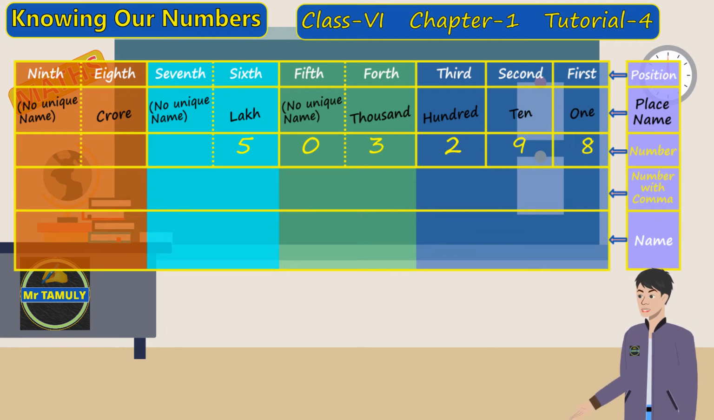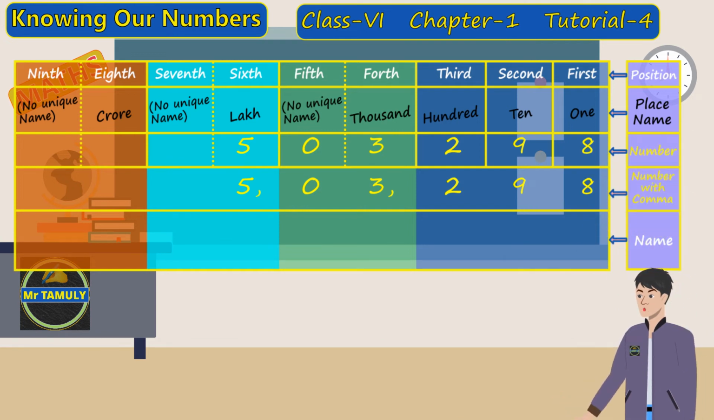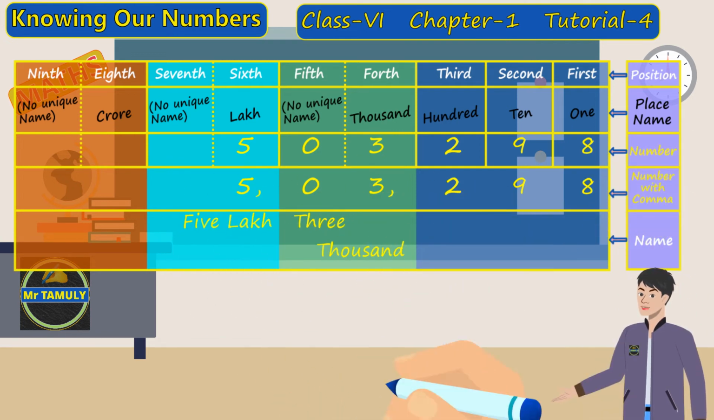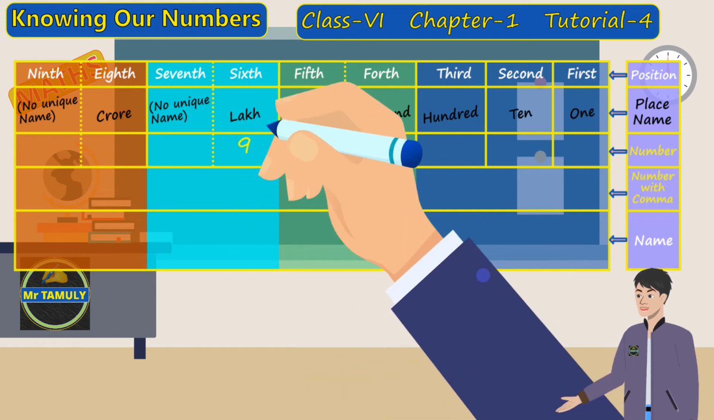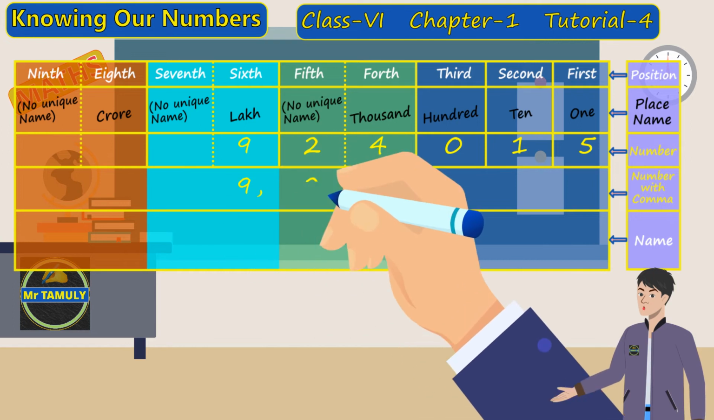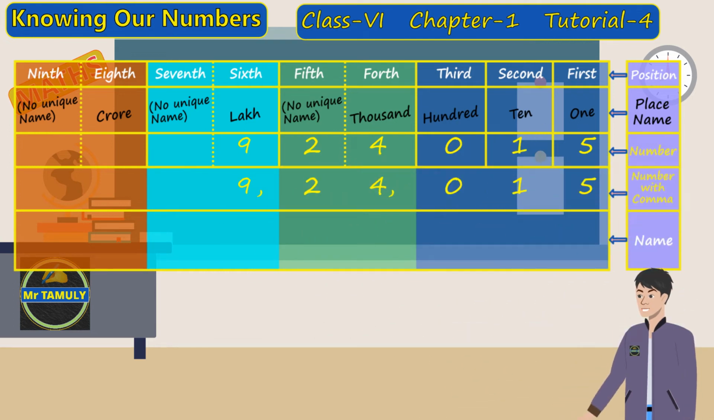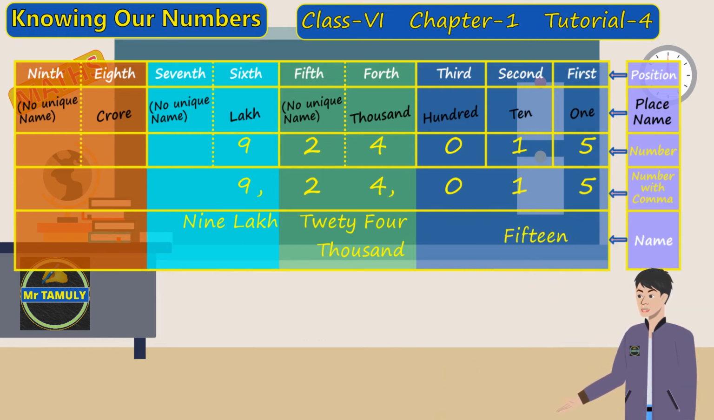Let's take another 6-digit number 5,03,298. In the comma format we shall write 5,03,298. The Indian name of this number is 5,03,298. We shall take one more 6-digit random number, which is 9,24,015. With commas we shall write 9,24,015. And its name is 9,24,015. Since there is a 0 in the third position of this number, in its name the word 100 is silent. 100, as you know, is the name for the third position.